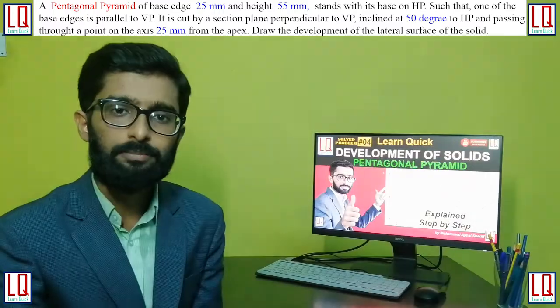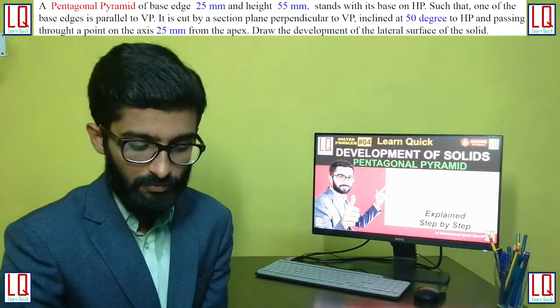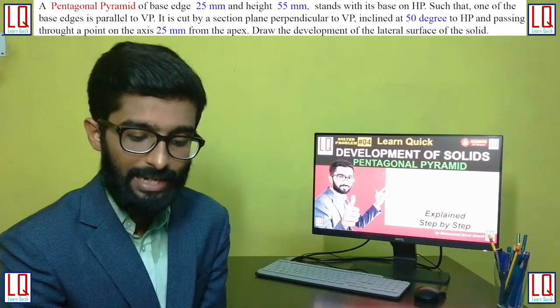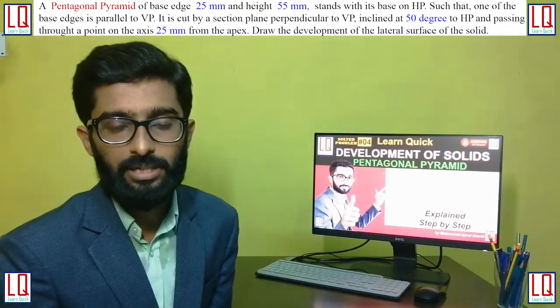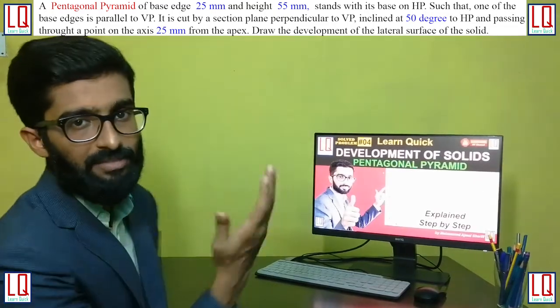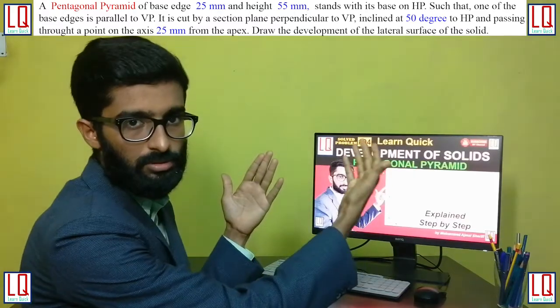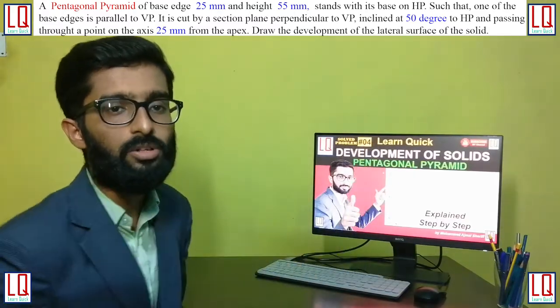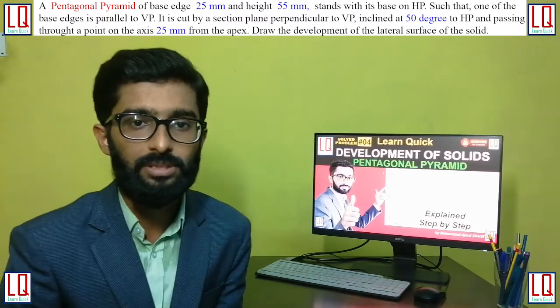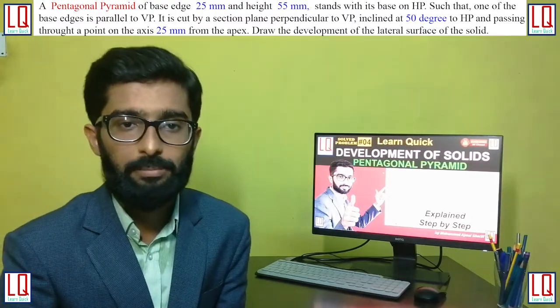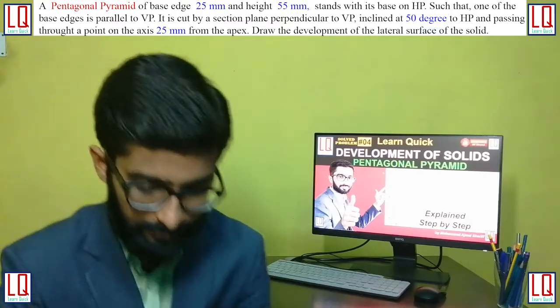So in the last part, what are we going to do in this problem? We are going to draw the development of the lateral surface of the truncated solid. After sectioning, we are going to unfold and then see the lateral surface of the pentagonal pyramid. Let's see how to do it.